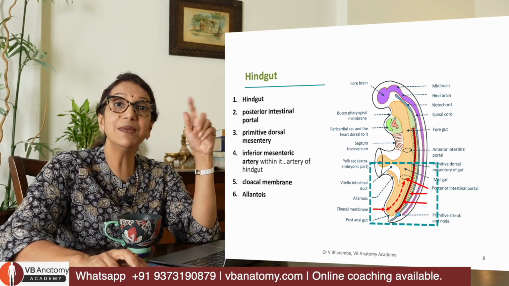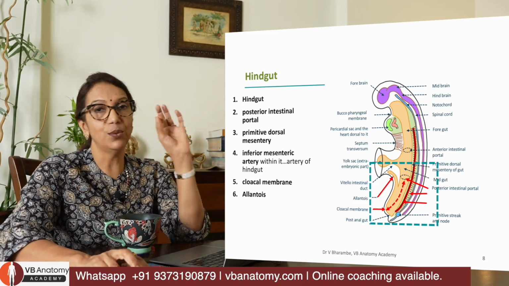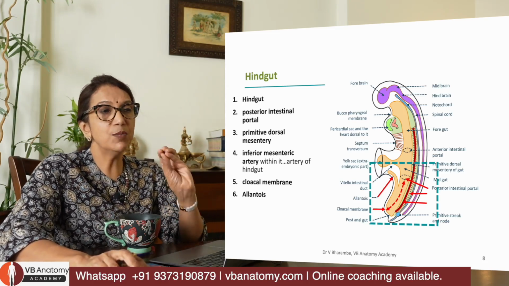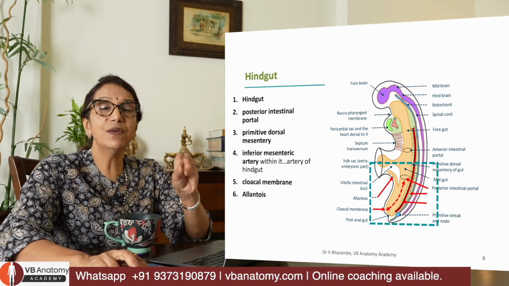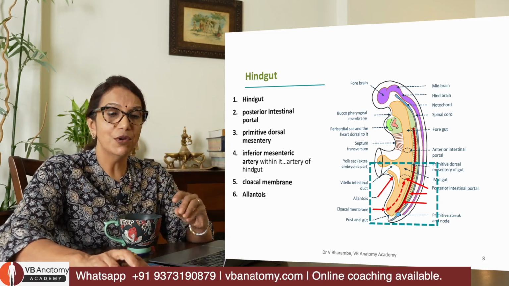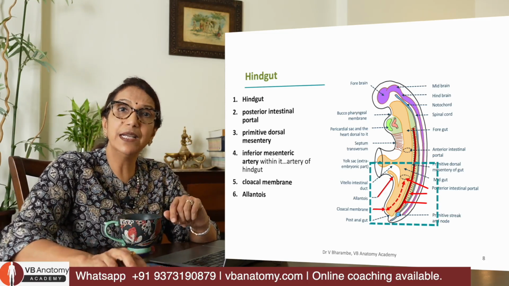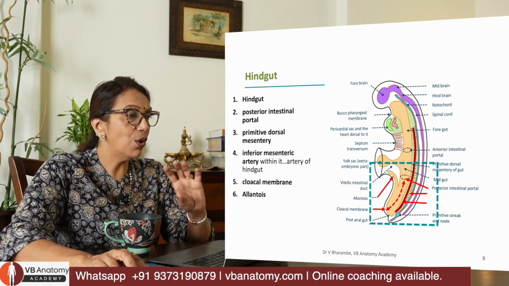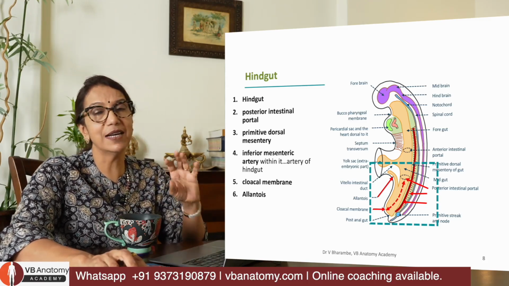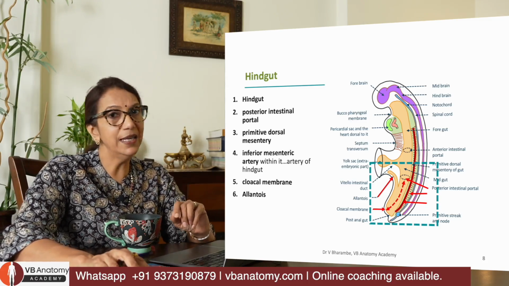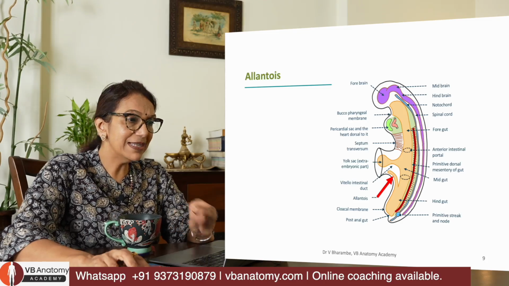That's your inferior mesenteric artery will be coming out from this dorsal aorta. And now one more term. A small projection called the allantois extends forward in the form of a diverticulum from the anterior wall of the hindgut forwards to the umbilical region. So all these are terms you have to understand if you have to understand development of rectum and anal canal. Right, so this is the allantois.